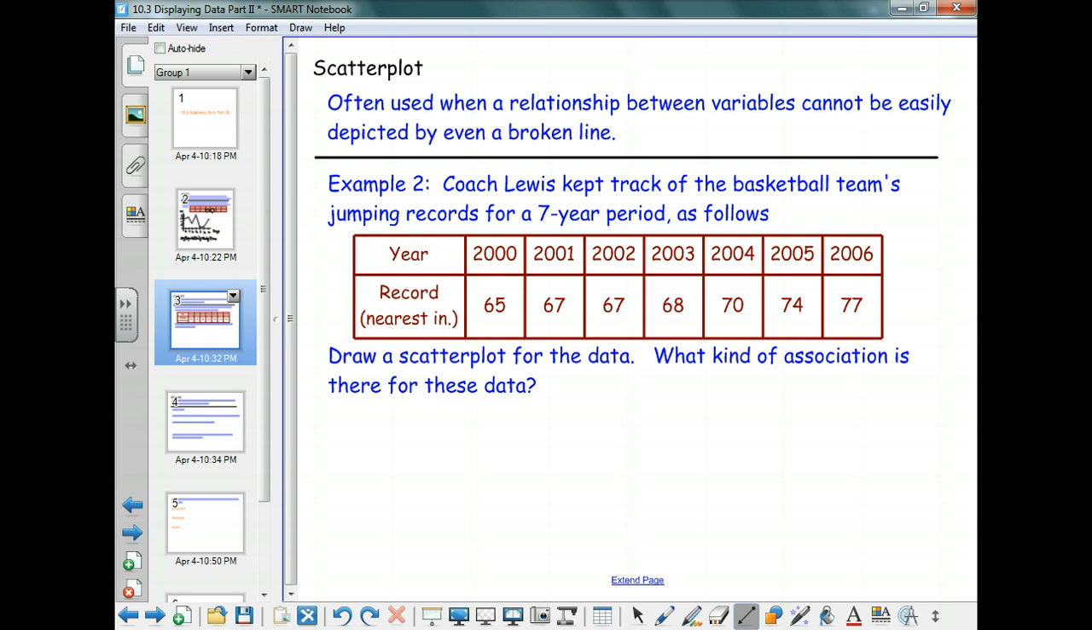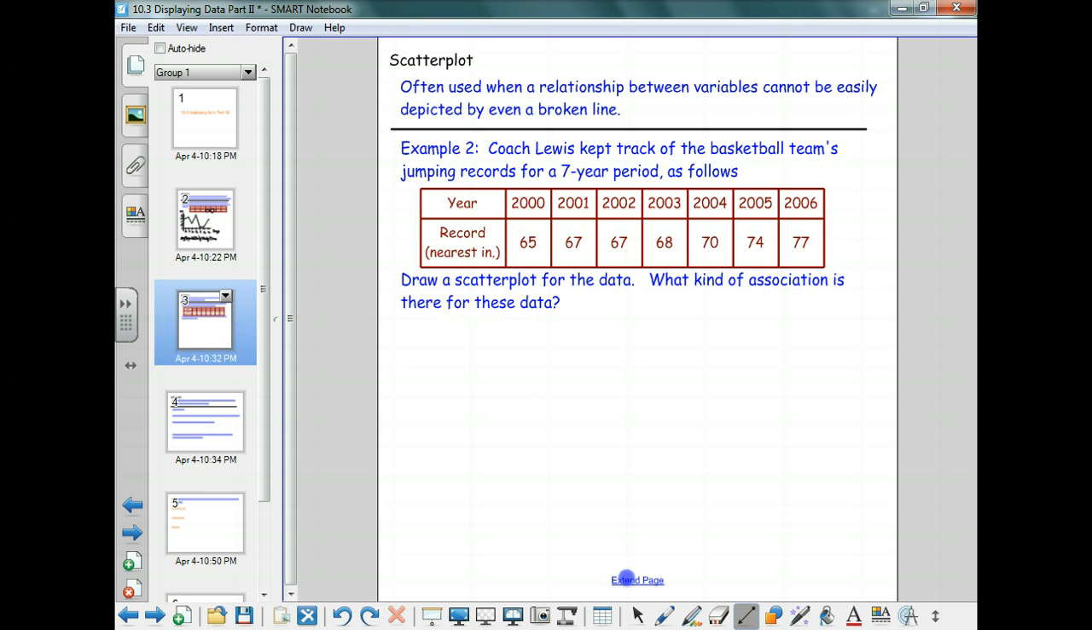All right, so this is often used when a relationship cannot be easily depicted even by a broken line. That doesn't necessarily mean that the example has that feature, but that's often when it's used. We can create a scatter plot for any set of data. Coach Lewis kept track of the basketball team's jumping records for a 7-year period as follows. Draw a scatter plot for the data. What kind of association is there for this data? We'll talk about the association in a minute, but let's do our scatter plot.